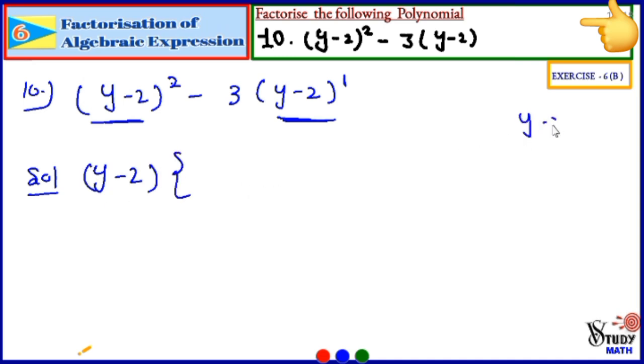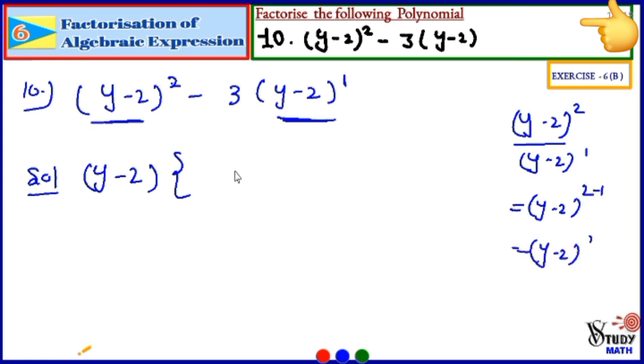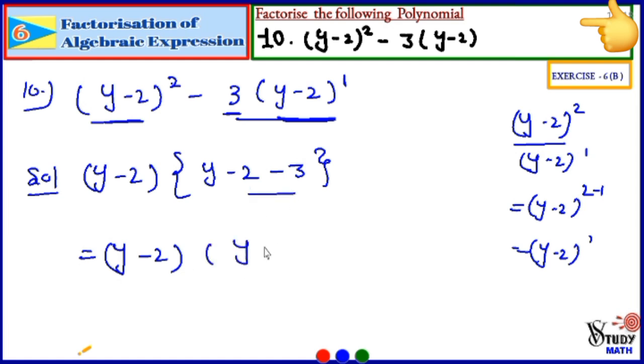From (y minus 2) to the power 2, I'll take (y minus 2) to the power 1 as common. So bases are the same, (y minus 2) to the power 2 minus 1. So we have (y minus 2) to the power 1 remaining here. From the second term, y minus 2 is taken as common. So what is remaining here? Negative 3 is remaining here. So now the final answer is (y minus 2) in brackets (y minus 2 minus 3), which gives (y minus 2)(y minus 5), and this is the final answer of this problem.